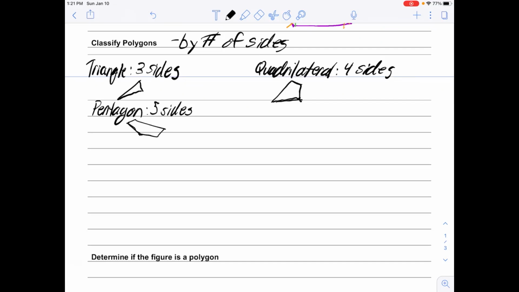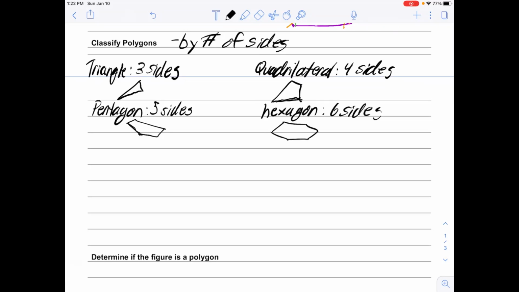And these should all be straight lines. It's just a little hard to do on the iPad. A hexagon has six sides. That's like our shape that we drew up above. Again, forgive things that aren't perfectly straight. So a hexagon has six sides.